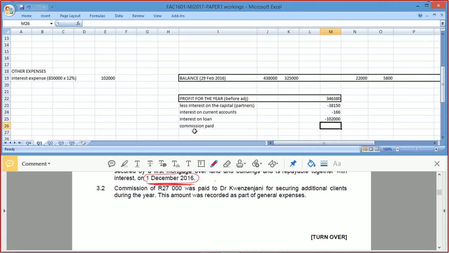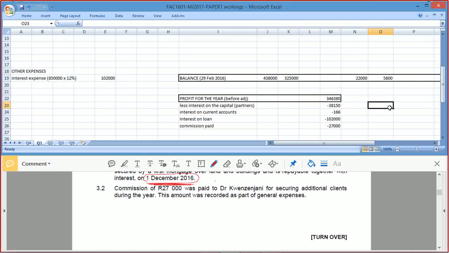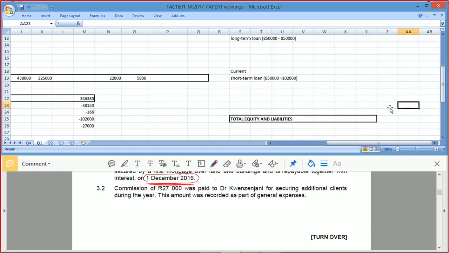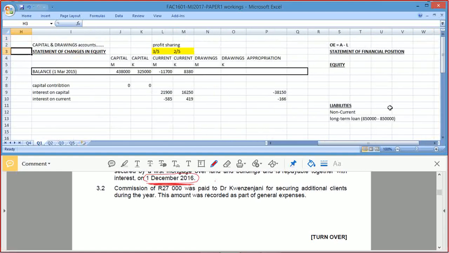Yeah. So the commission is 27,000. It's going to be paid to who? Dr. K. Right. So negative. The commission is going to come out of your profit for the year. Right. Do you show the commission as other expenses? No, you don't, because it's a partnership. A partnership is separate from the business. Okay. So there's the commission, 27,000. Where else am I going to put that? I'm going to put that in the statement of changes in equity. Where's my SOCI? There's my SOCI. Okay, so I'm going to write down commission, received or paid. Which one?